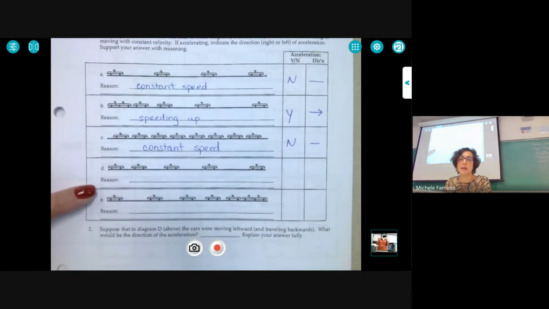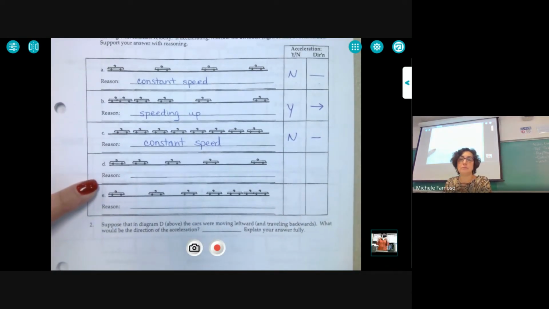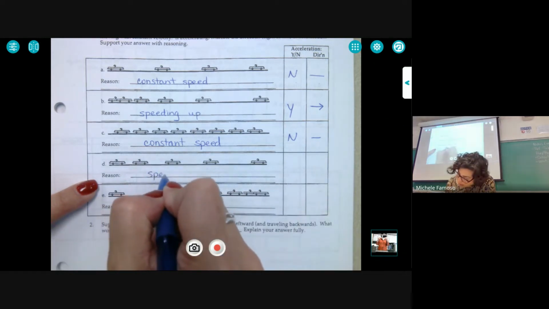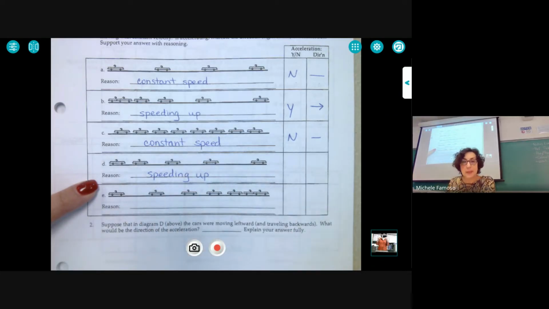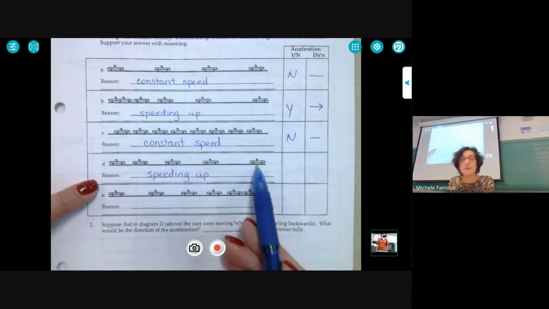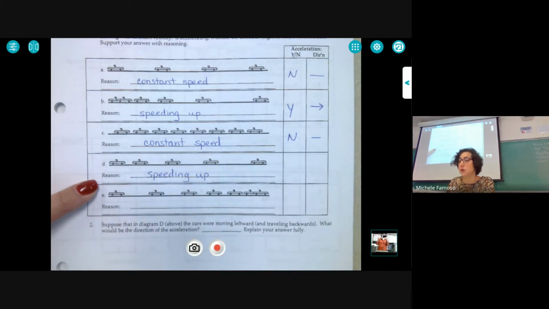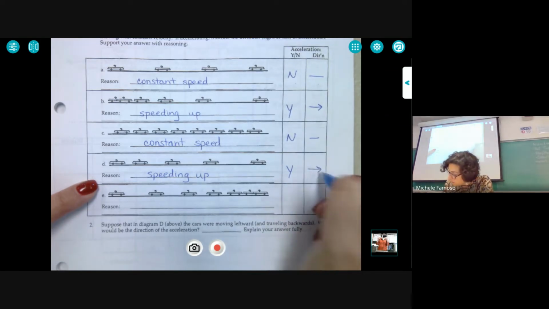Let's look at D. What is this car doing in letter D? Dakari, can you tell me? Yep, it is speeding up. How can you tell? Yep, this distance is less than this, which is less than this, which is less than that. So the distances are getting gradually bigger. Is there an acceleration, Josh? And what would the direction of that acceleration be? To the right. Very good.